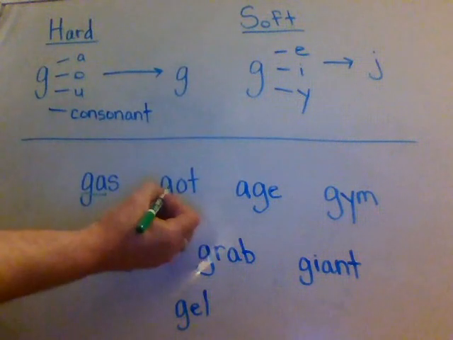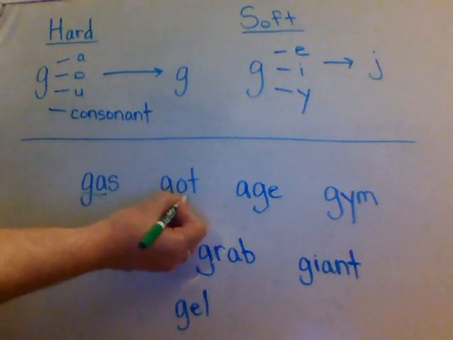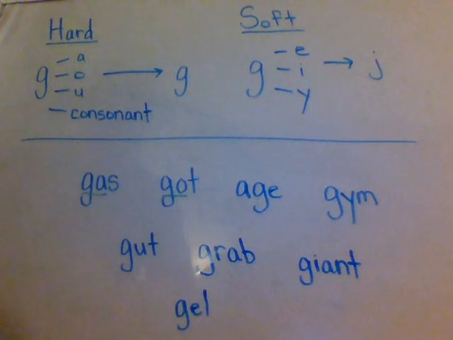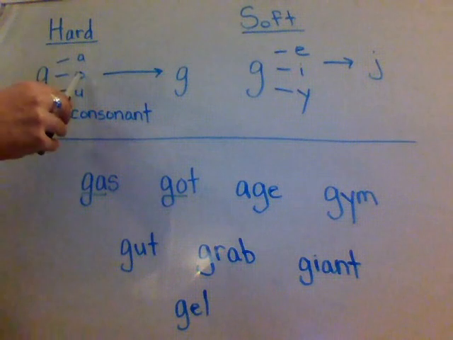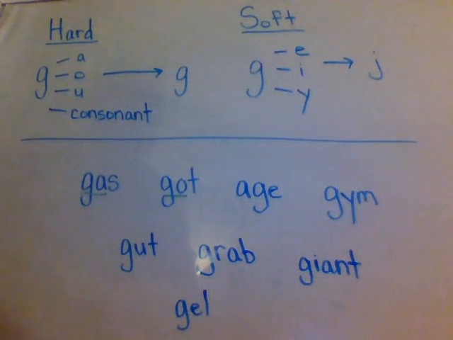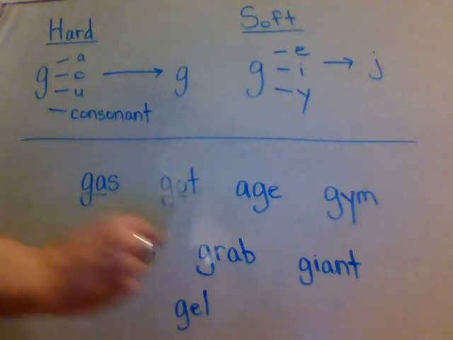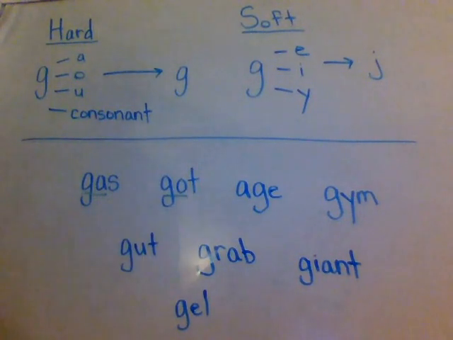Let's go to our next one and let's underline. You can see that we have G before O. Look at our rule. When G comes before O, it is hard and says G. So let's read this word with hard G. Got. Like I got a brand new toy in the mail.